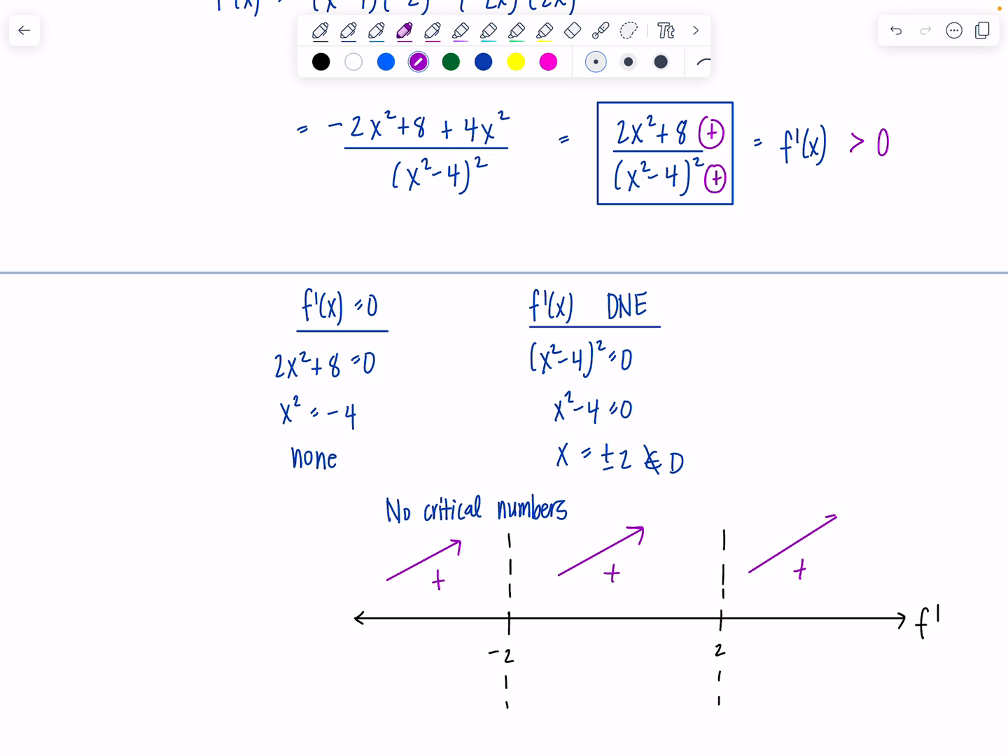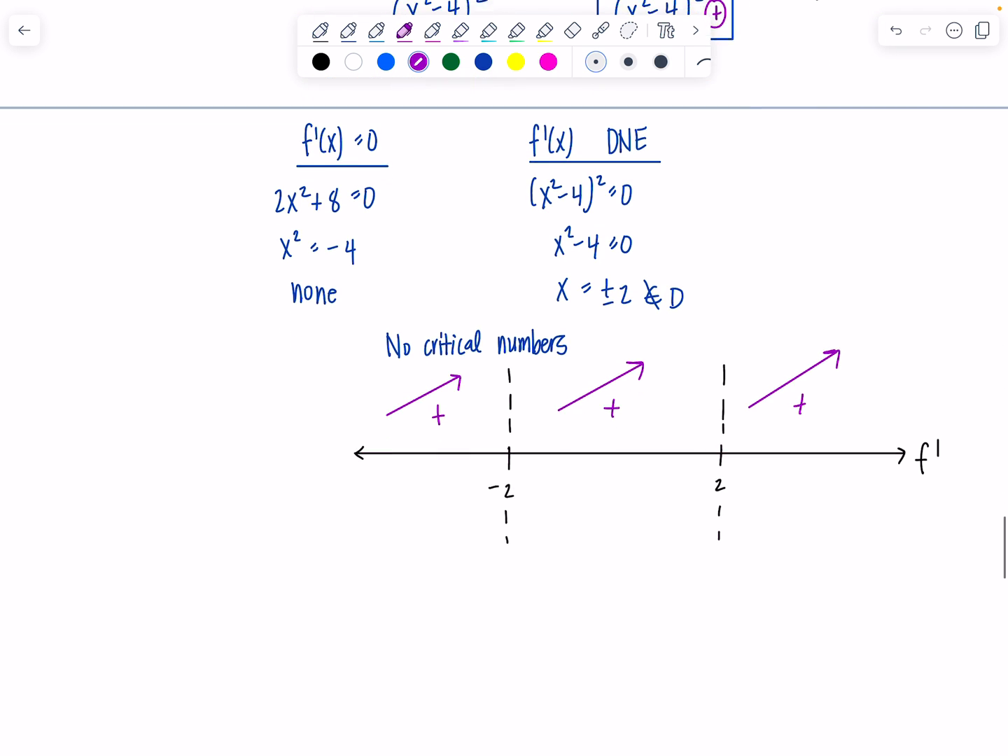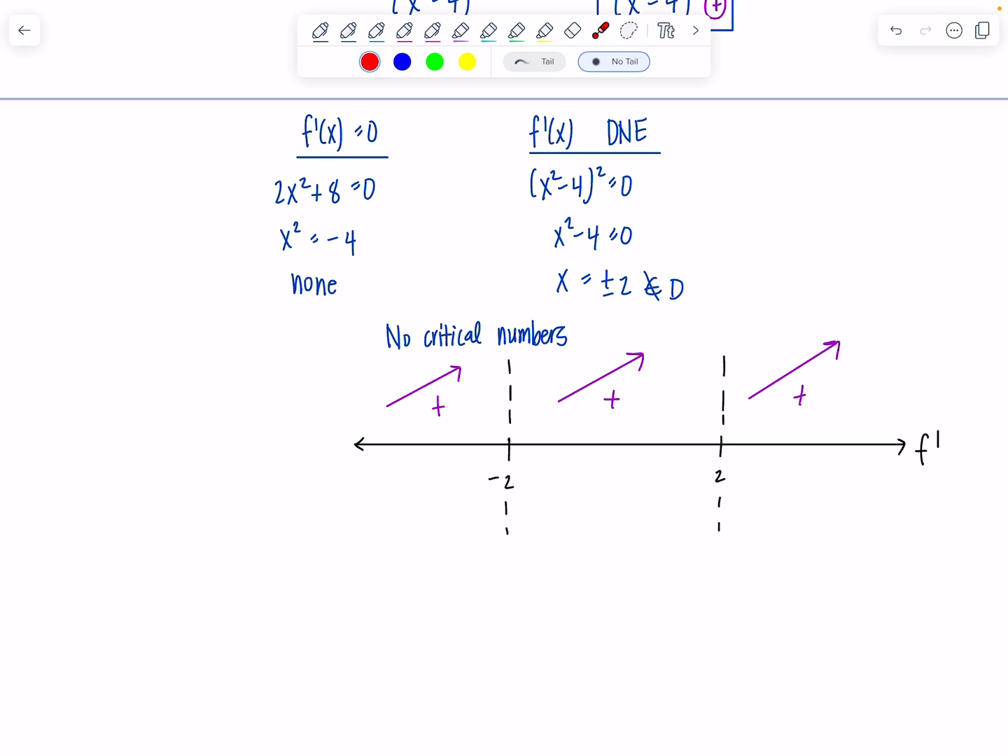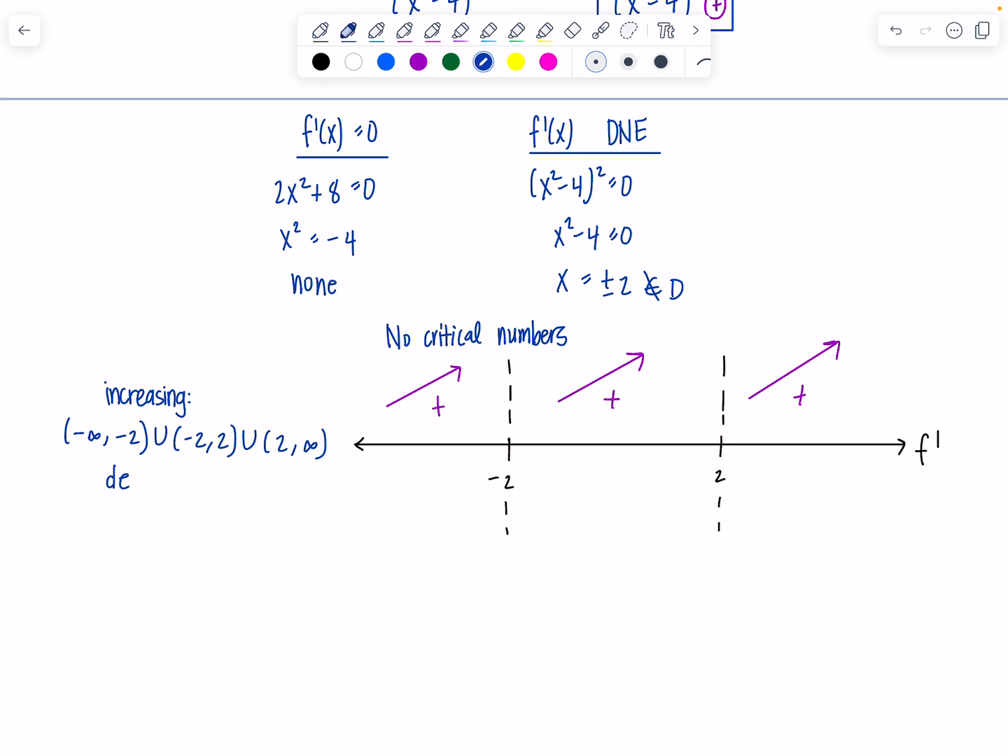Hooray. But you have to write your answer with so much caution because you have to skip over the places where the function doesn't exist. You have to skip over the domain restrictions. So don't get too excited. It's increasing. Don't say negative infinity to infinity, right? No, no, no. From negative infinity to negative 2, union negative 2 to 2, union 2 to infinity. Got it? Yeah, we got to skip over those problem areas. And then decreasing nowhere. I mean, we don't have to write that, but let's do it.